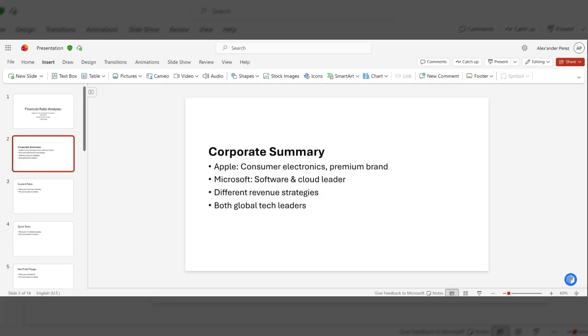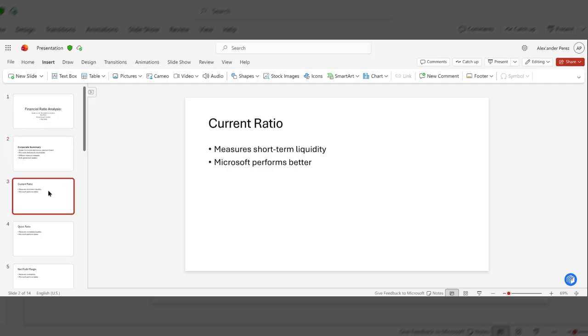Apple focuses more on premium devices in a closed ecosystem, while Microsoft likes to emphasize software and cloud services with recurring revenue. These strategy differences really impact their financial performance a lot.